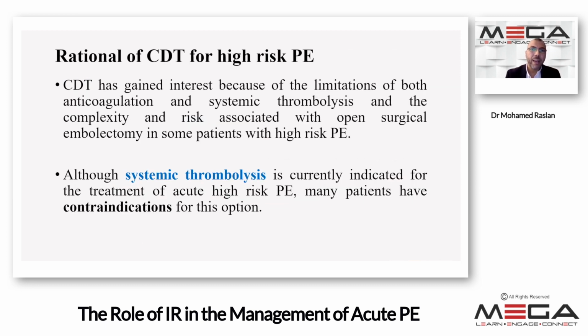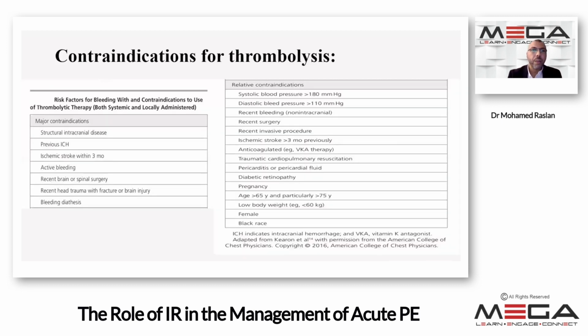The catheter-directed therapy has gained interest because of the limitations of both anticoagulation and systemic thrombolysis, and the complexity and the risk associated with open surgical embolectomy in some patients with high-risk PE. Although systemic thrombolysis is currently indicated in the treatment of acute high-risk PE, many patients have contraindications for these options. As you can see here, there are major contraindications and relative contraindications, and these definitely were discussed many times before. We will not repeat it.